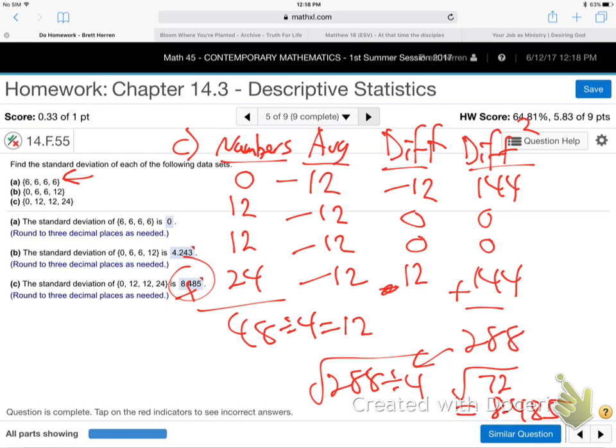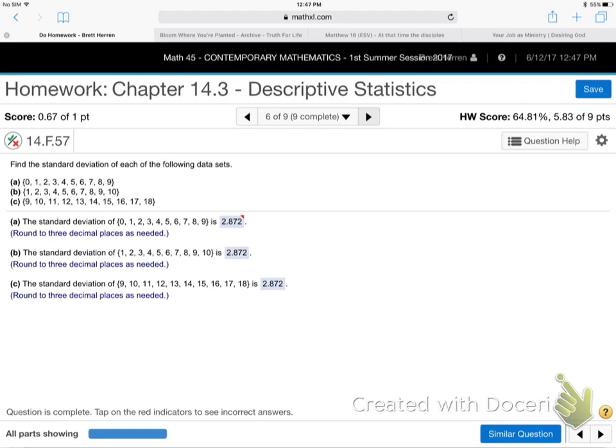All right, let me show you the point. Okay, so number 6 here. They want us to start with the data set 0, 1, 2, 3, 4, 5, 6, 7, 8, 9. You could do it by hand or by calculator. You guys have your calculator? Go ahead. That's where it's nice. When you have a lot of numbers, it's nice just to have your calculator do it. So the numbers are 0, 1, 2, 3, 4, 5, 6, 7, 8, 9.